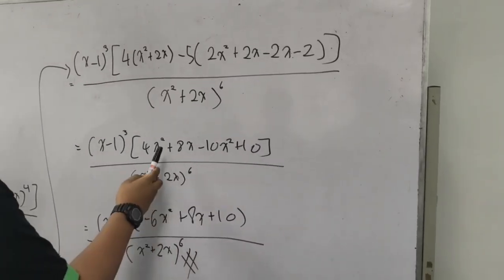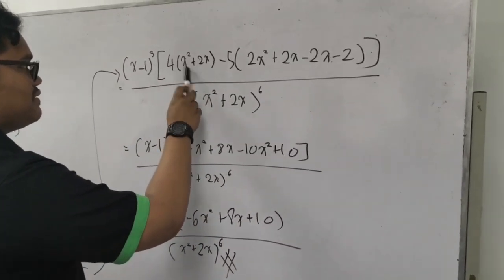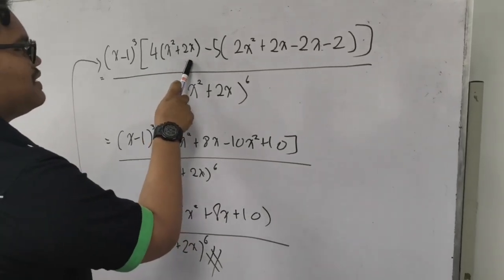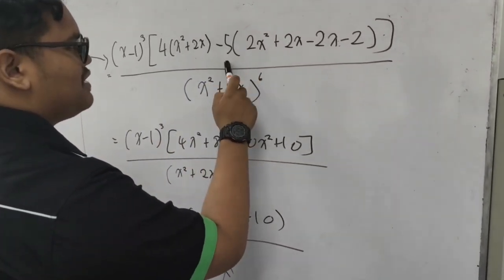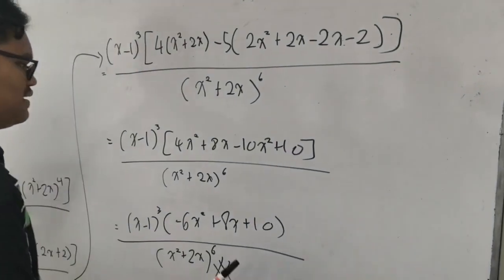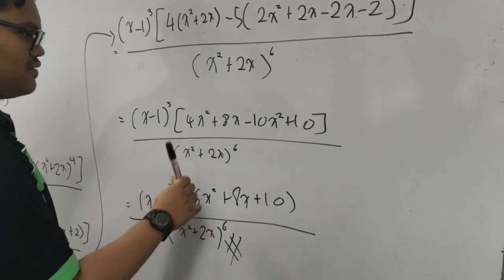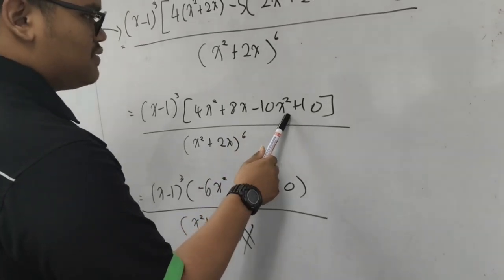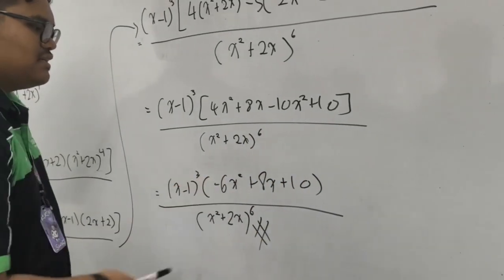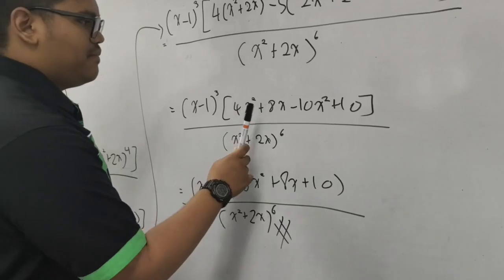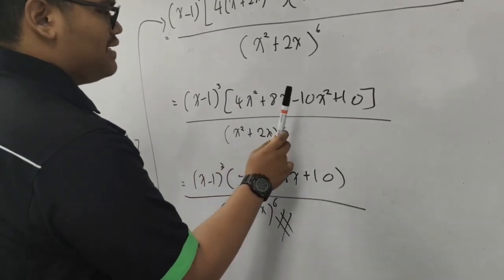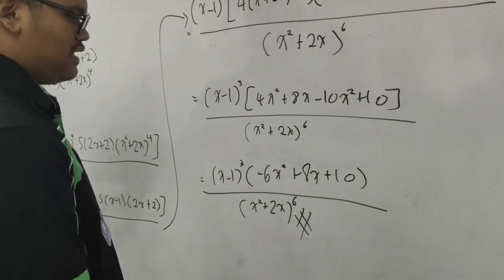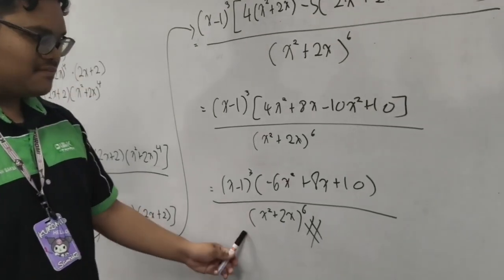So we have 4 times x plus 4, x to the power of 2 plus 2x minus 5 multiplied with all of this, we will have the form of 4x plus 2 plus 8x minus 10x power of 2 plus 10. Now after that we will minus 4x plus 2 minus 10x plus 2x power of 2 automatically, and we have the final answer here.